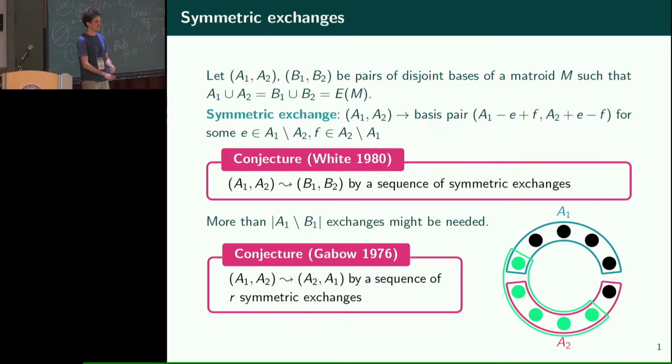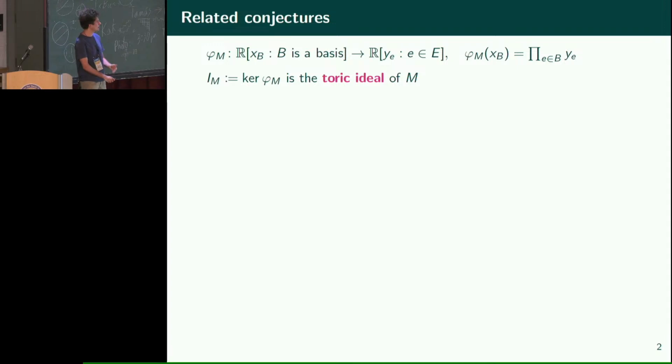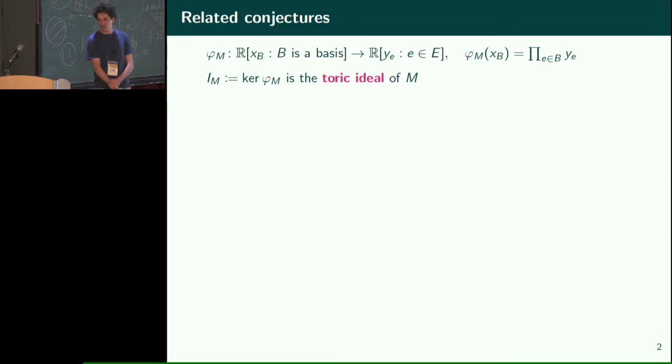Okay, so we worked on these two conjectures, but to give context, I will mention some other algebraic and geometric conjectures that are really related to this. White came up with these conjectures and variations on them by studying the toric ideal of a matroid. If we have a matroid, we can consider the polynomial rings where the variables correspond to the bases and where the variables correspond to the elements.